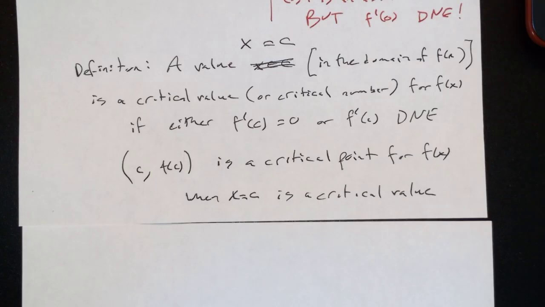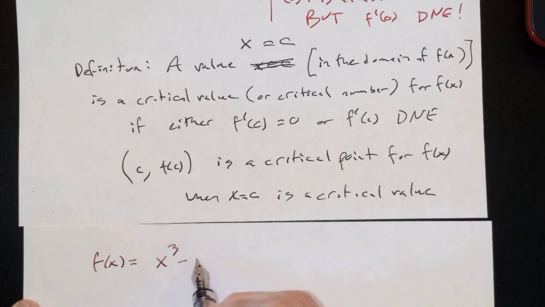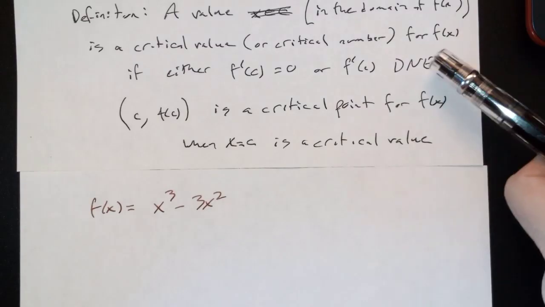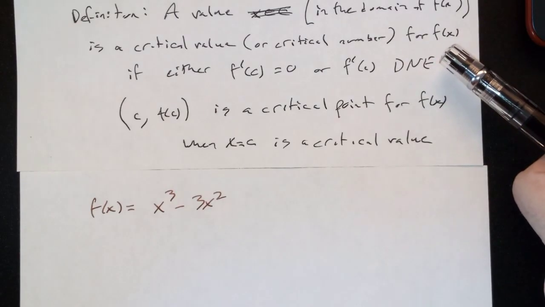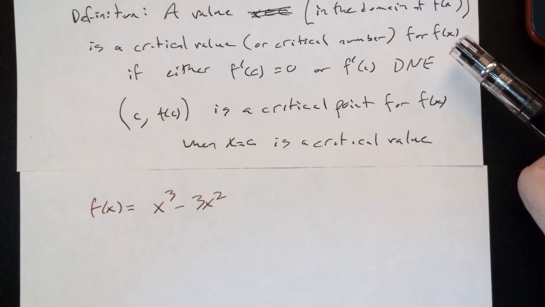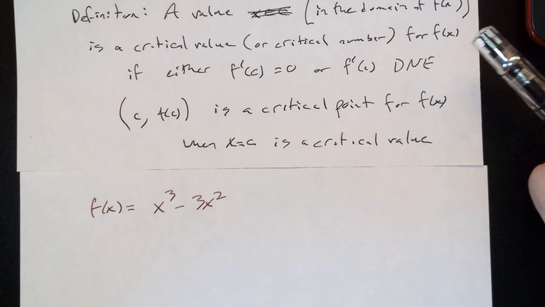With our cubic equation, that function is continuous everywhere. It's a polynomial. It's differentiable everywhere. That means there are no places where I have to worry about this spot. The derivative is going to exist everywhere. I can find all the critical numbers by taking the derivative and setting it equal to 0.